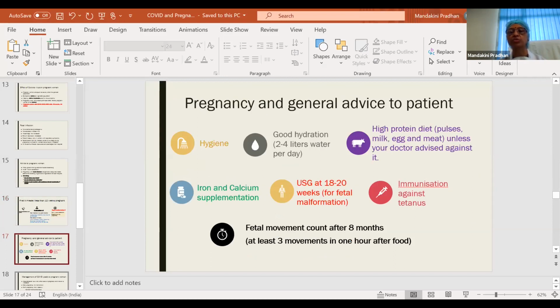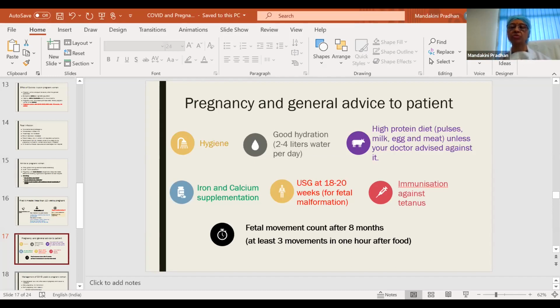And general advice needs to be given. I must emphasize water intake and a high protein diet during pregnancy. Most of them are worried in this situation. They are unable to visit the hospital. They are unable to contact their doctors. And what will happen to their unborn baby? This is a background tension going on with the pregnant patient, and hence their diet is becoming poorer and poorer. And at every visit you must emphasize having a high protein diet, and that is locally available high protein diet that all of us know about.